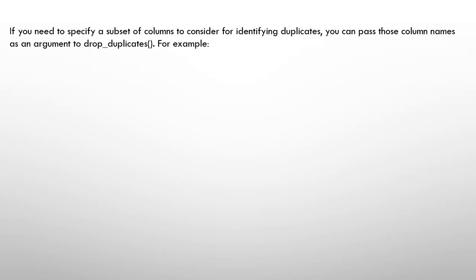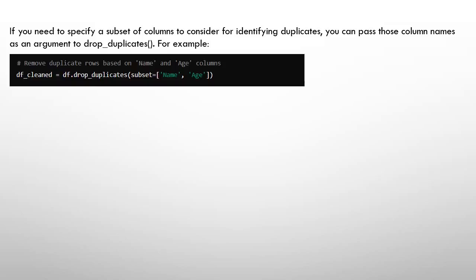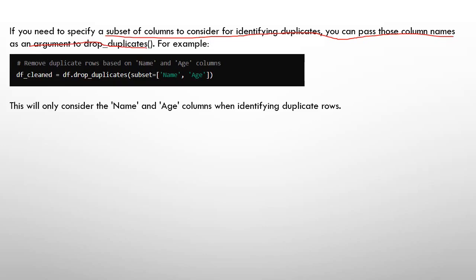If you need to specify a subset of columns to consider for identifying duplicates, you can pass those column names as an argument to the drop duplicates method. For example, in this case, we are removing duplicate rows based on the name and age columns. So here, only the name and age columns will be considered when identifying duplicate rows.